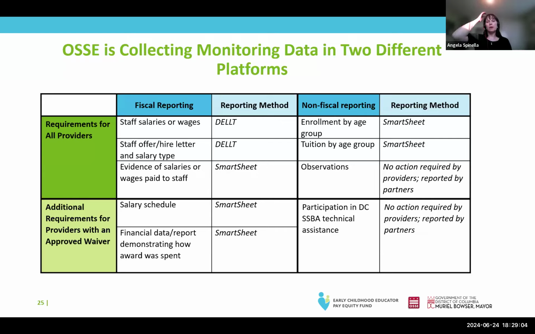To support our providers, we've created a chart that you'll see on this slide that details the various documentation that must be submitted to OSSI and where it should be submitted. The chart also highlights documentation that all participating providers are required to submit and additional documentation that is only required to be submitted by providers with an approved waiver. With that, let's look at how we upload this information into DELT.